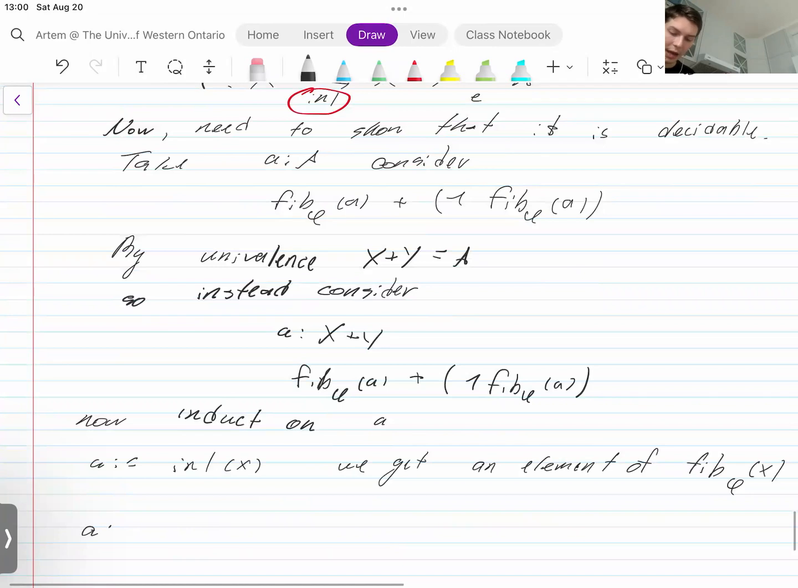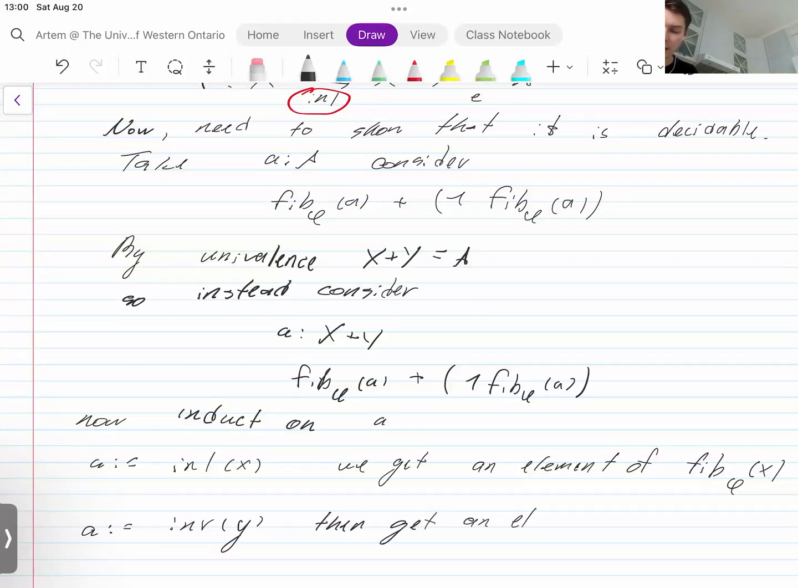Okay, and if A is in right y for line y, then get an element of the negation phi at y. Here we have the discrepancy of constructors. So two constructors of the same inductive type cannot be the same.